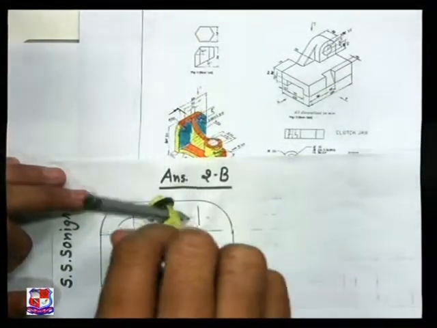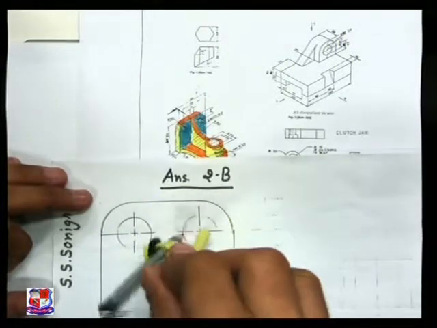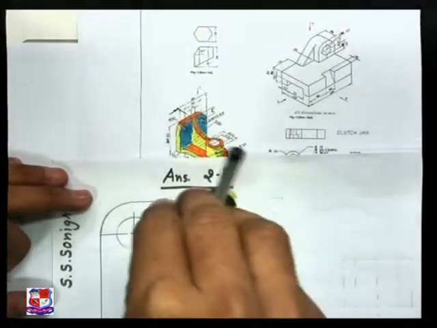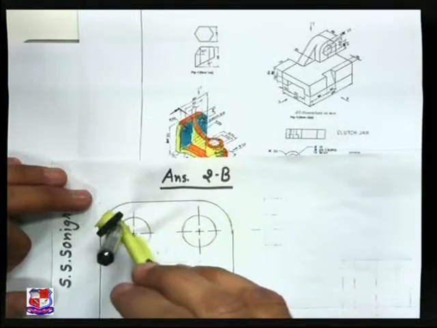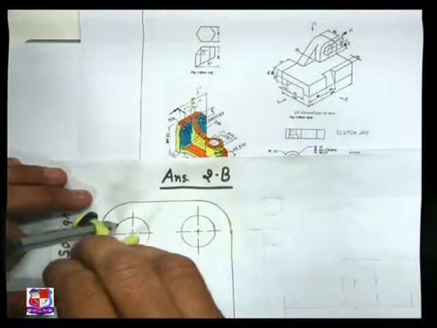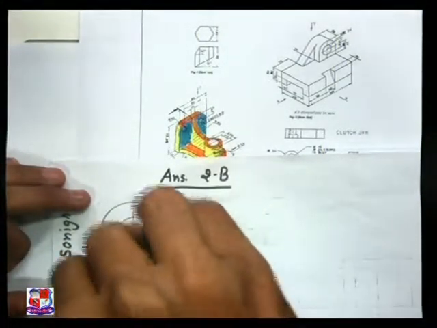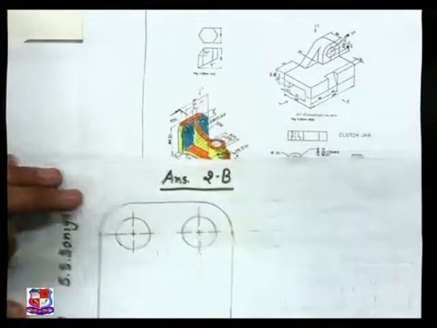Draw two circles of given diameter, and the diameter and its axis are given to us. Both are the circular holes. So circular holes will appear as circle in front view like this.